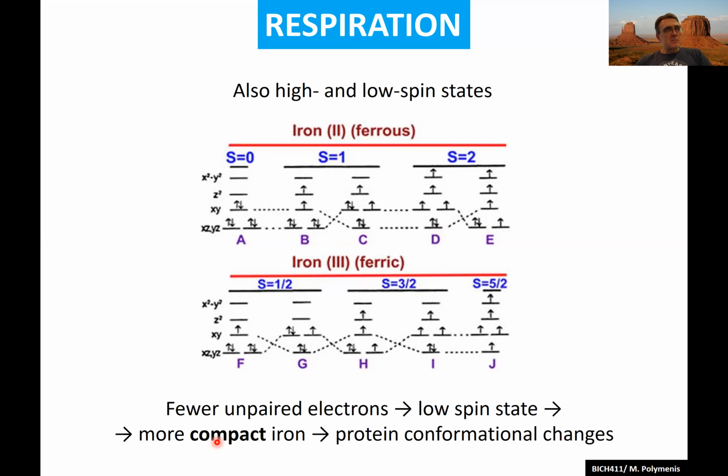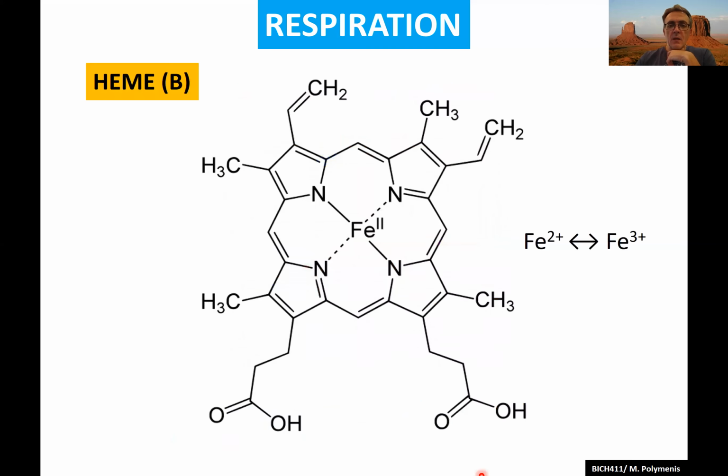But if it does that, okay, it's going to push the protein. So the protein actually will change its conformation. It's going to be in a more open conformation, let's say, when it gets pushed out by a high spin iron, which is bulkier. All right, so this is a heme B, and this is how iron is coordinated here in heme. And depending again on the spin state of the iron, okay, this is shown here as iron 2, it can be iron 2 or iron 3.